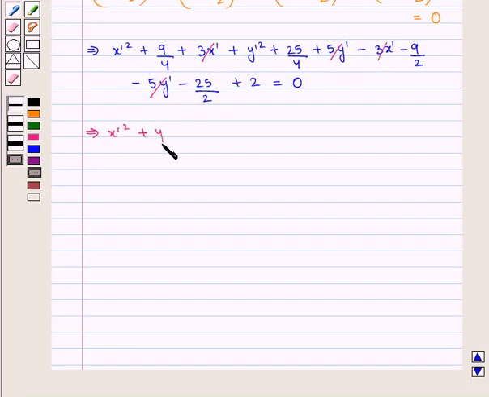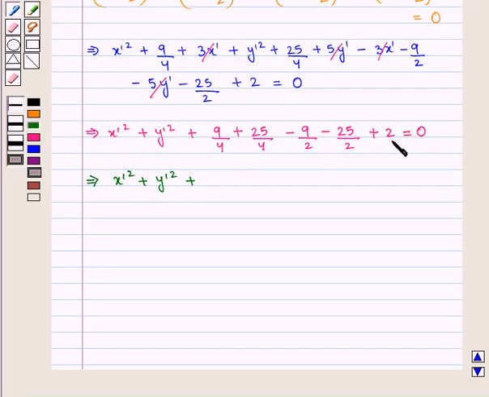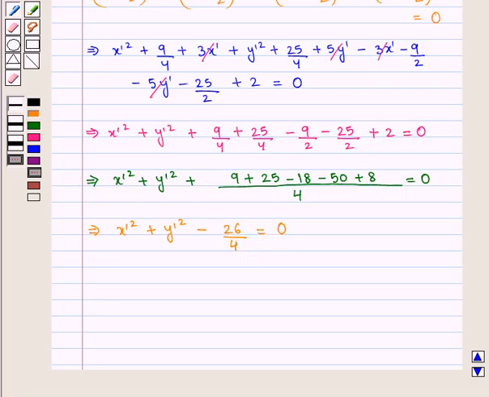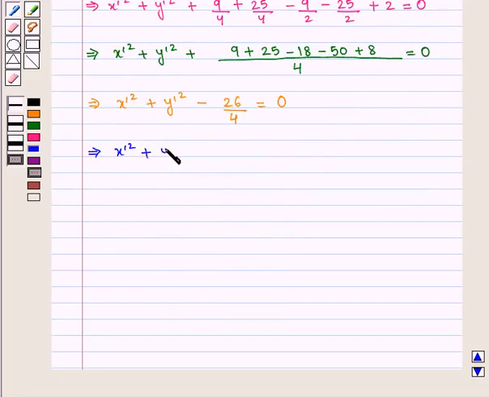x dash square plus y dash square plus 9 upon 4 plus 25 by 4 minus 9 by 2 minus 25 by 2 plus 2 is equal to 0. On solving further, we get x dash square plus y dash square plus, now taking the LCM, 9 plus 25 minus 18 minus 50 plus 8 whole upon 4 is equal to 0, which is equal to x dash square plus y dash square minus 26 by 4 is equal to 0, which can also be written as x dash square plus y dash square minus 13 by 2 is equal to 0, and therefore it converts the equation from general form to the simplest form.